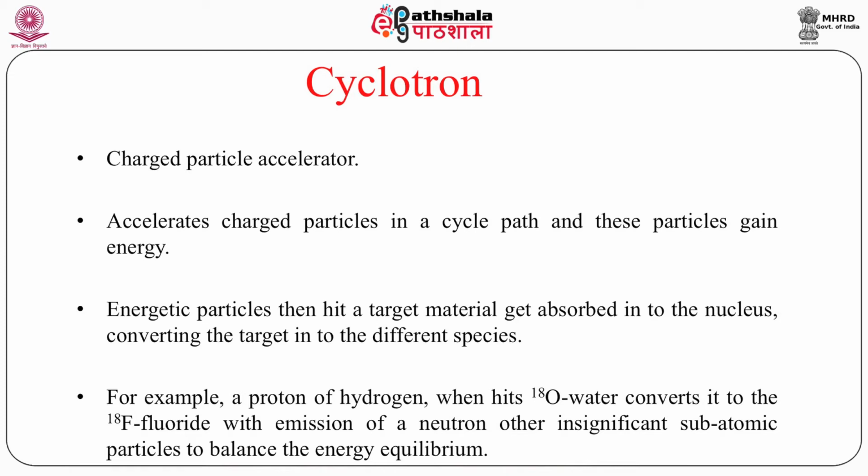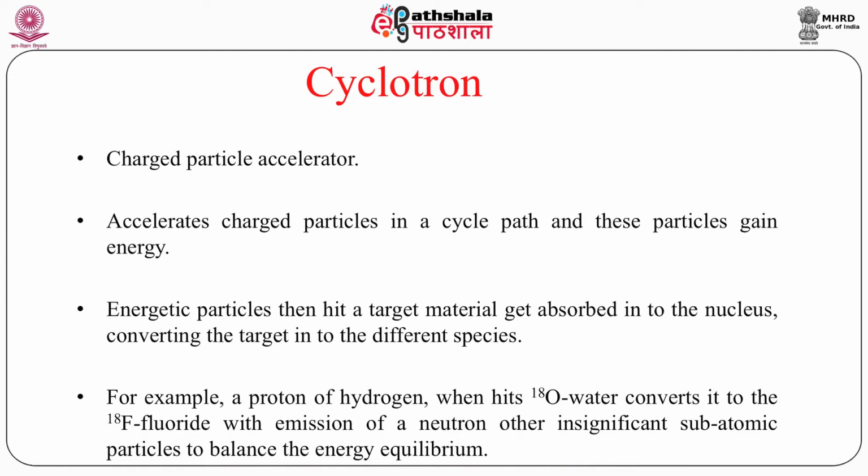We talked about O18. When O18 is hit by a proton, finally what exactly happens? You make fluorine 18, a p,n reaction, and a neutron comes out. Proton hitting oxygen, making fluorine 18. For example, a proton, hydrogen, when it hits O18 water, converts into fluoride with the emission of a neutron, another insignificant subatomic particle, to balance the energy equilibrium.